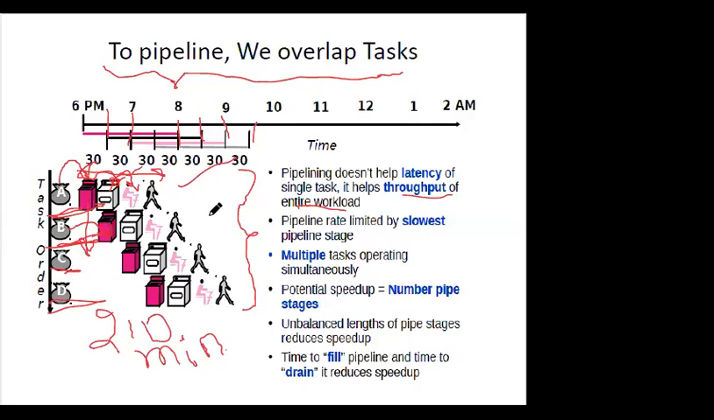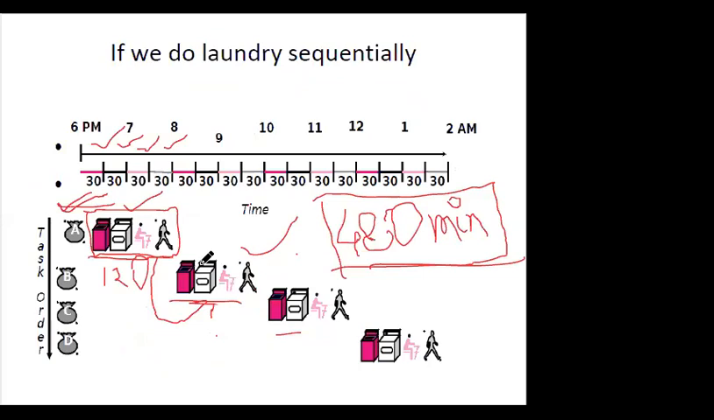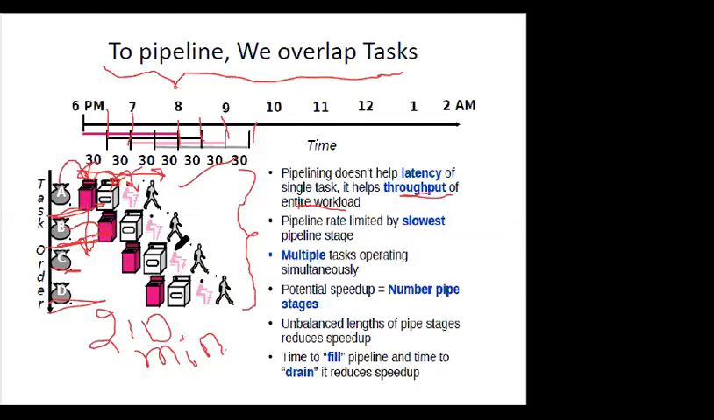There is no improvement in latency. Pipelining helps with throughput. Throughput is the number of instructions or tasks completed per unit time. The number of tasks completed per unit time has obviously improved in this case. The time taken in the previous process was 480 minutes, whereas in this case it is just 210. The pipelining rate is limited by the slowest pipeline stage.